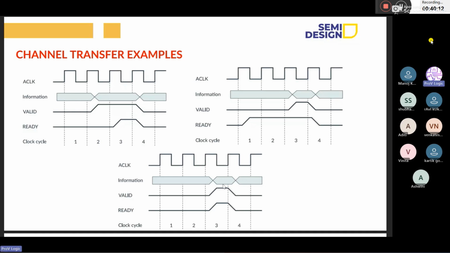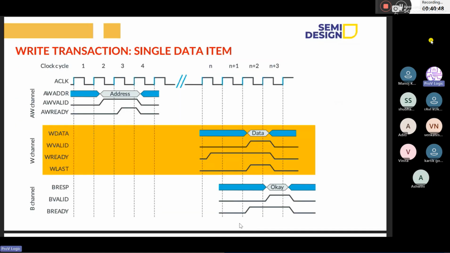So if you observe, whenever both valid and ready are high, then only we can do the operation. The first case indicates that even if valid is high, if ready is not high, we can't do the operation. In the second case, even if ready is high but valid is not high, we can't do the operation. In the third case, whenever valid is high and ready is high, then only we can do the write operation or read operation. Based on that, the remaining transactions we need to do here.